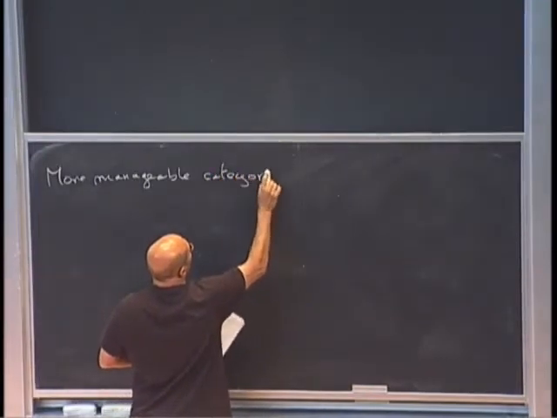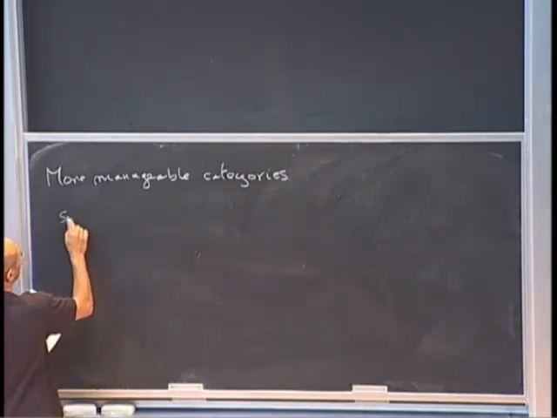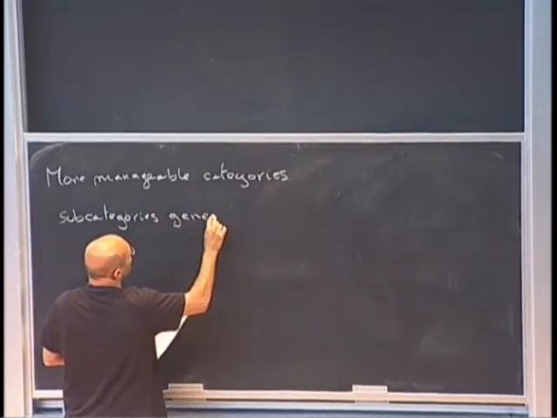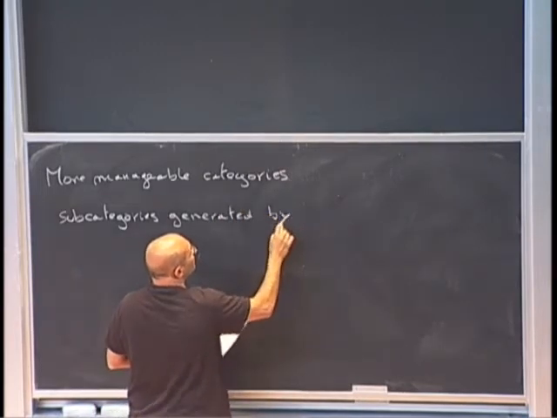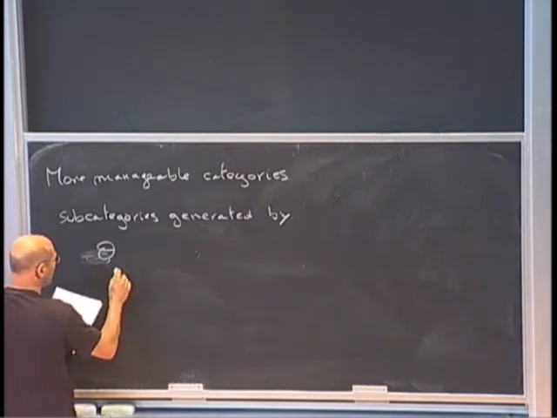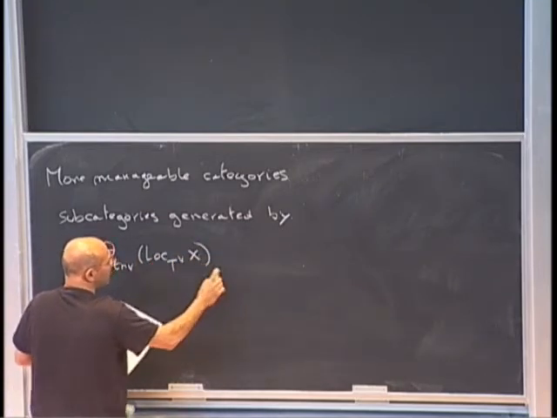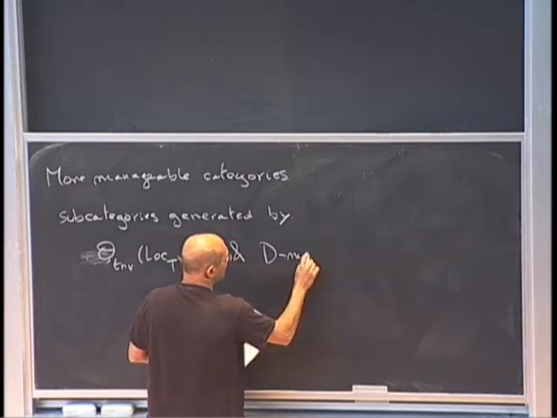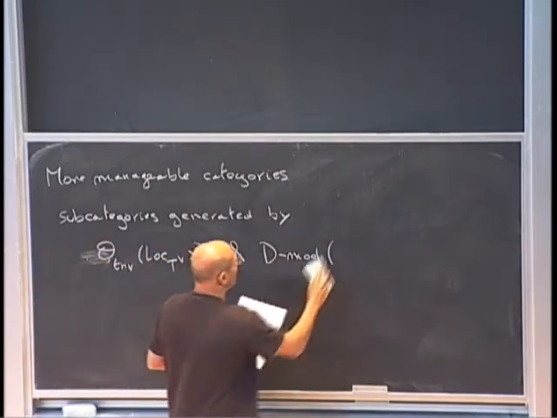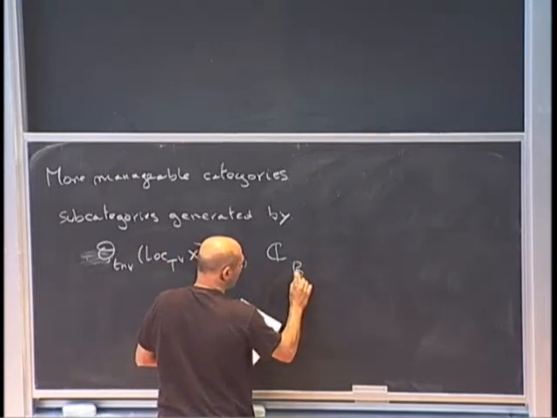Categories. You start from, consider subcategories, triangulated subcategories generated by the O module on the trivial local system from the torus, and the D module, and the constant sheaf on Bun T.